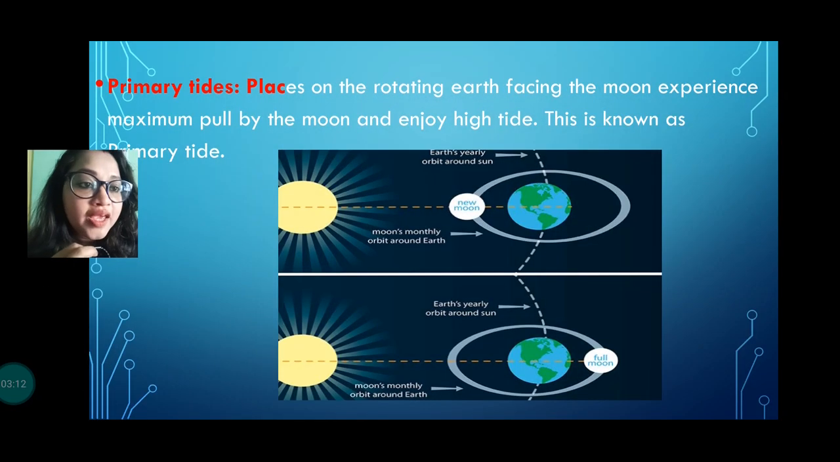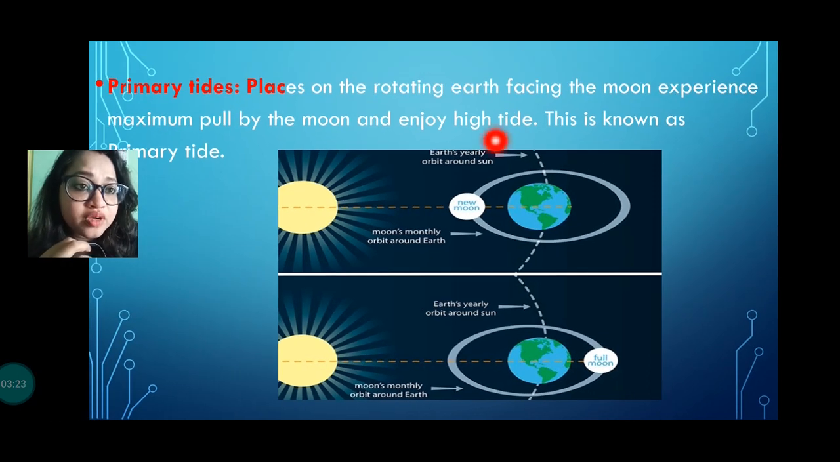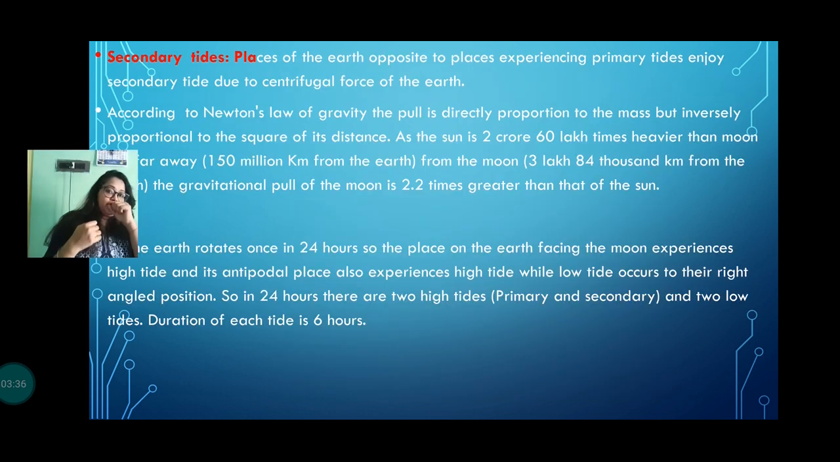If this portion is facing the moon, then mainly these regions will face the primary tide. And if these portions on this side are facing the moon, then these portions will have the primary tide.